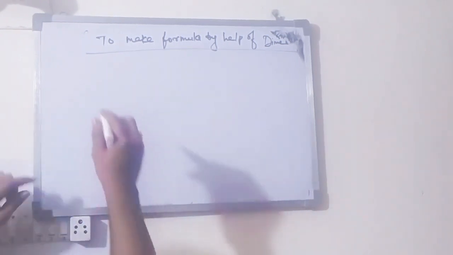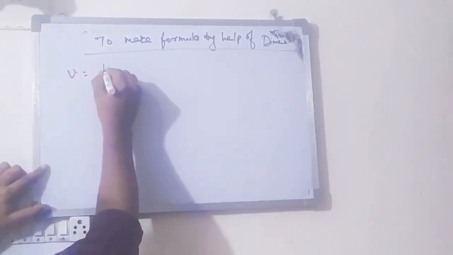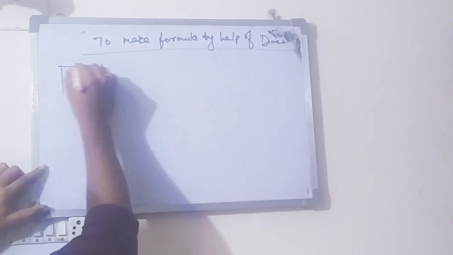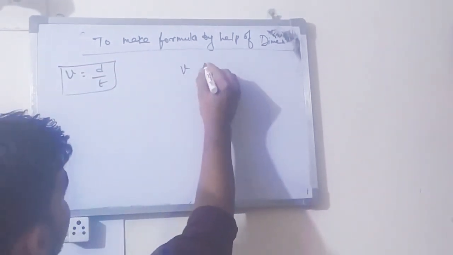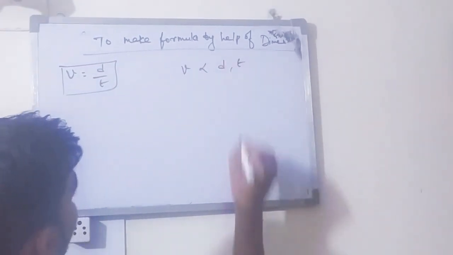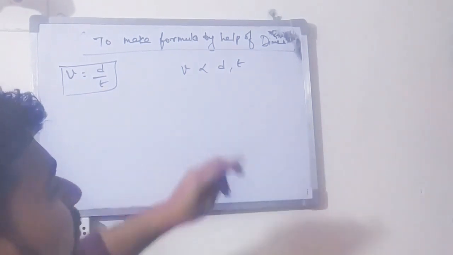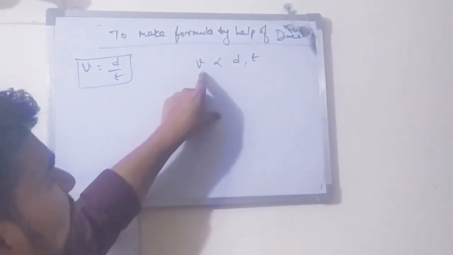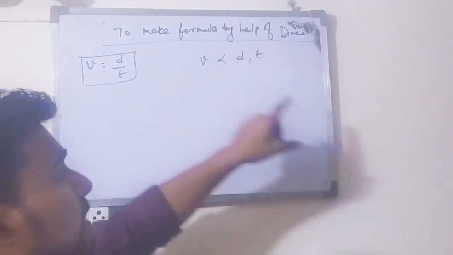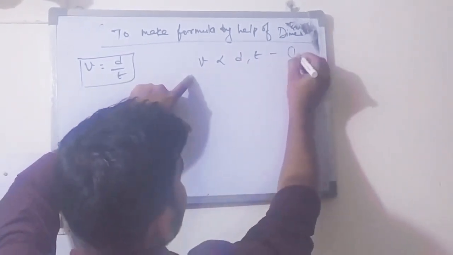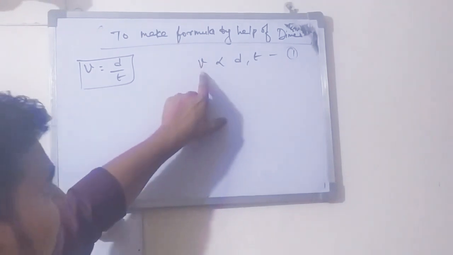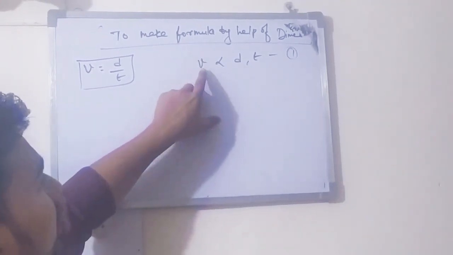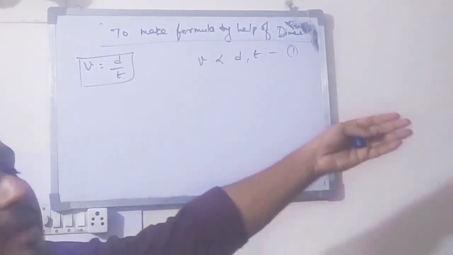Let's suppose we know that the formula of velocity is displacement upon time. It means that velocity depends on displacement and time. So first of all, whatever formula you want to derive, check that the particular formula depends on how many variables. So this is our first step: determine the physical variables that the particular term depends on.